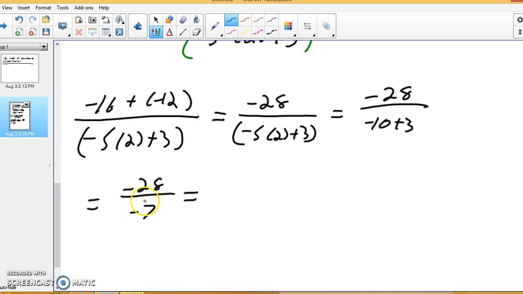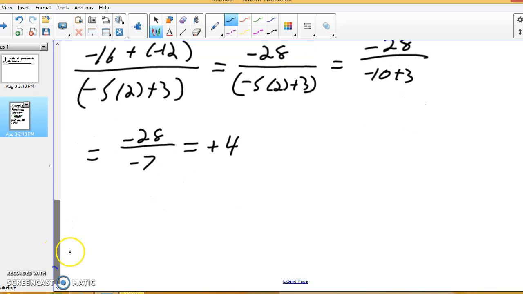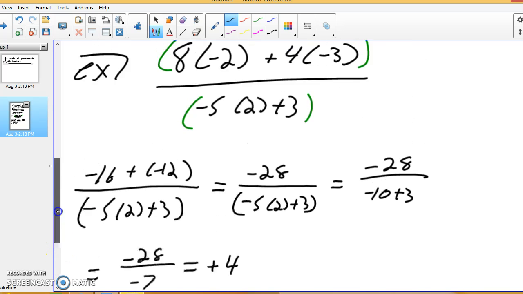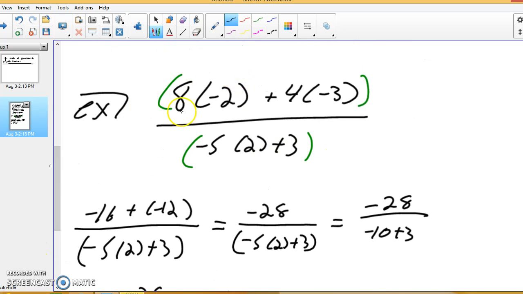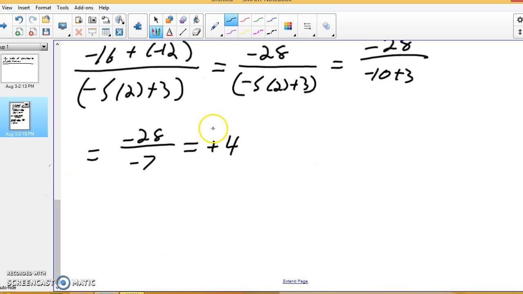integers. We have a negative divided by a negative. Oh, so that makes our final answer a positive. And now we simplify the top. Well, 28 divided by 7, we just know that is 4. So, again, this equation at the top, 8 multiplied by negative 2 plus 4 multiplied by negative 3 all over negative 5 multiplied by 2 plus 3 is just simply equal to 4.